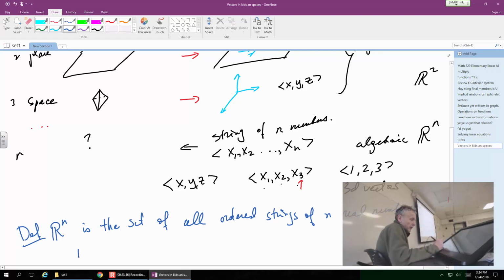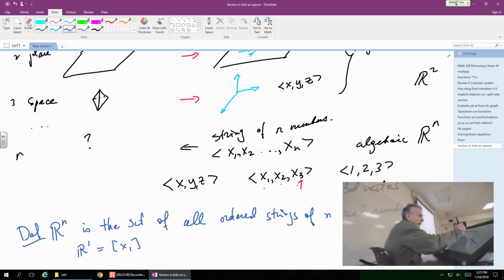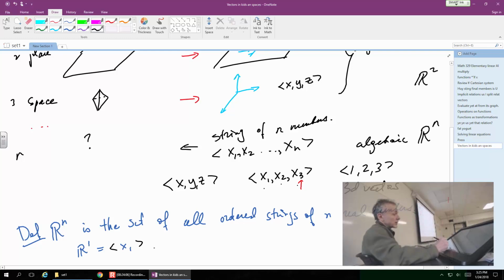Okay, so then certainly once again R1 is just numbers. It's a string of a single number like this. So that's all there is. So that's why we don't have to use any kind of special notation. It's just numbers, real numbers.